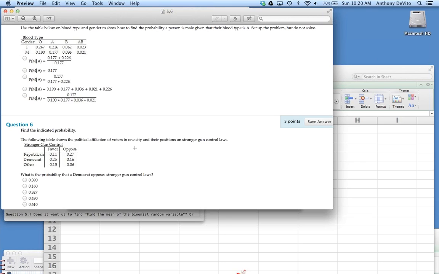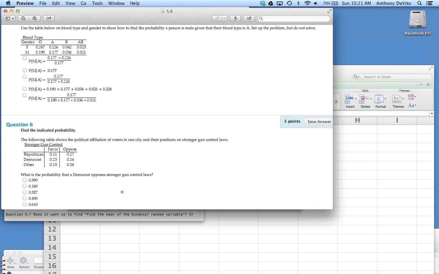The following table shows the political affiliation of voters in one city and their positions on stronger gun control laws. What's the probability that a Democrat opposes stronger gun control? Again, a conditional probability, because we're only looking at Democrats. Another way of phrasing that: what is the probability that a person opposes gun control laws given that he's a Democrat, would be basically the same thing as saying this.